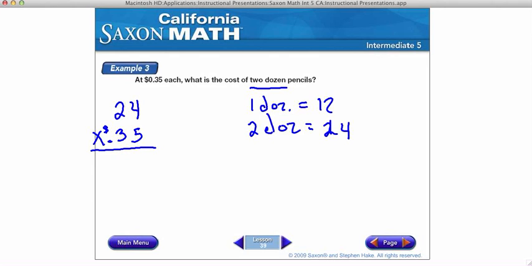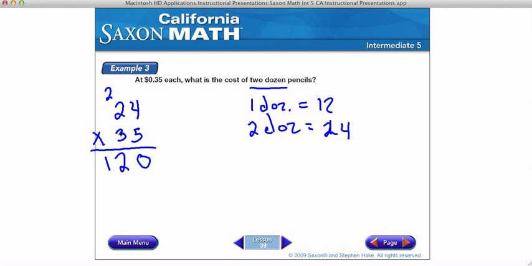Ignore the decimal point for right now. All you're going to worry about is the multiplication. However, you have to remember to come back and put in the decimal point. So, we multiply by the ones place. 5 times 4 is 20. Carry the 2. 5 times 2 is 10, plus 2 is 12.